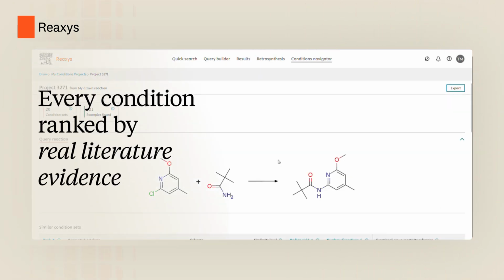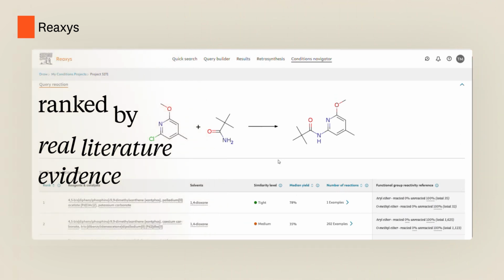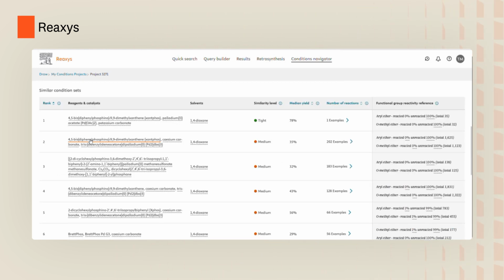Every option worth considering is on one screen, already sorted. What a chemist would normally dig out from papers by hand, right here in one view. Each row is one set of conditions that has worked for similar chemistry, with the evidence right next to it: the reagent or catalyst and solvent, how closely it matches the query reaction, the median yield showing how well it worked before, and how many real experiments back it up.